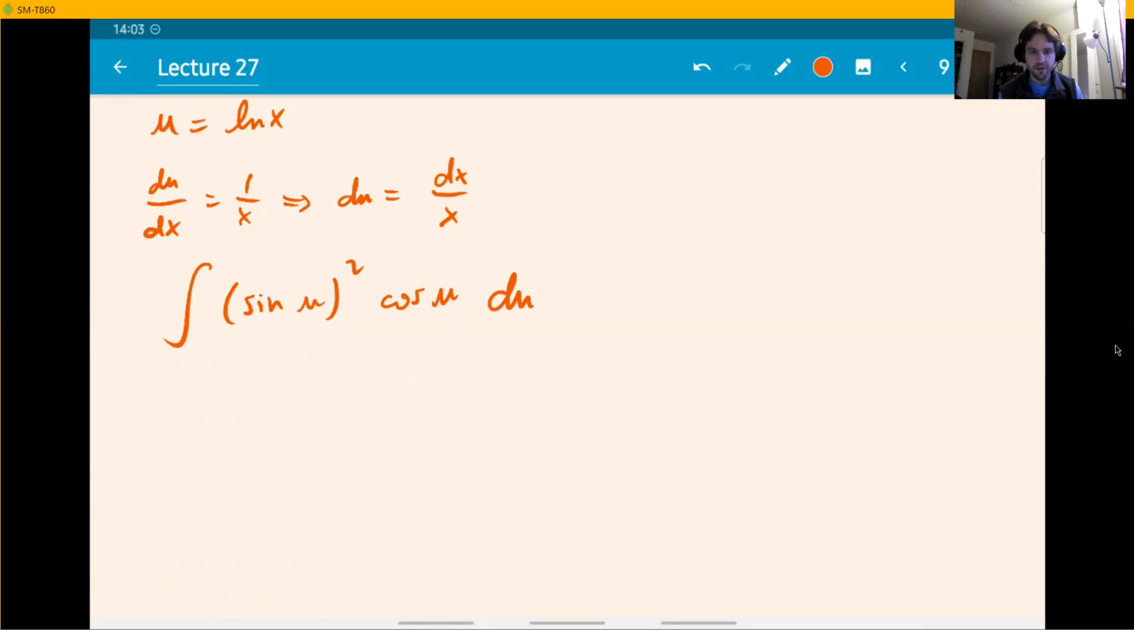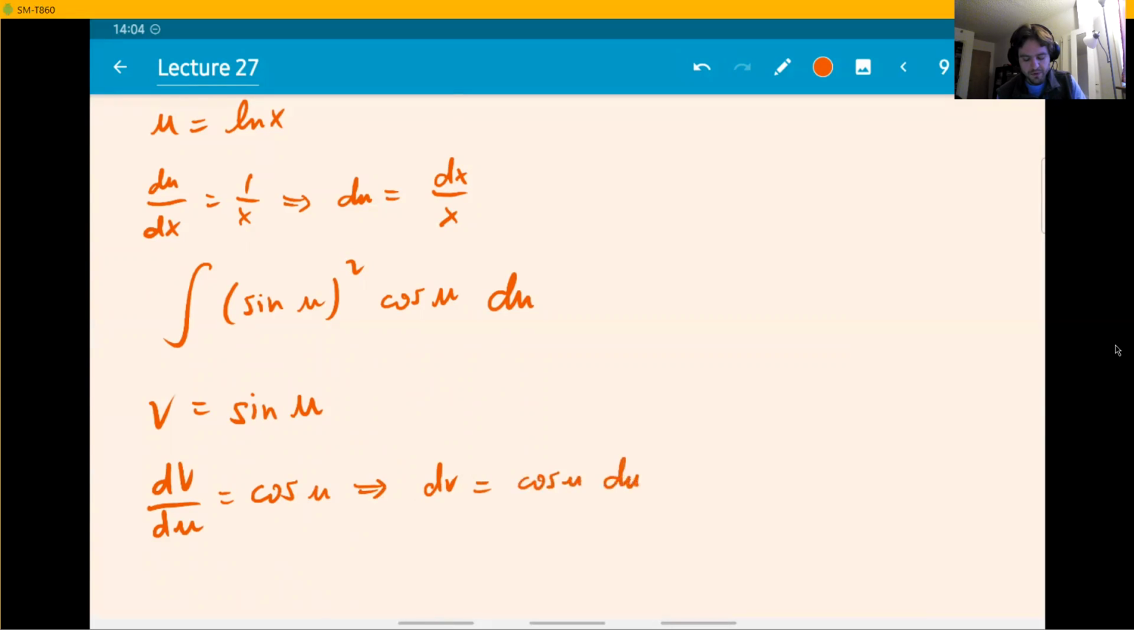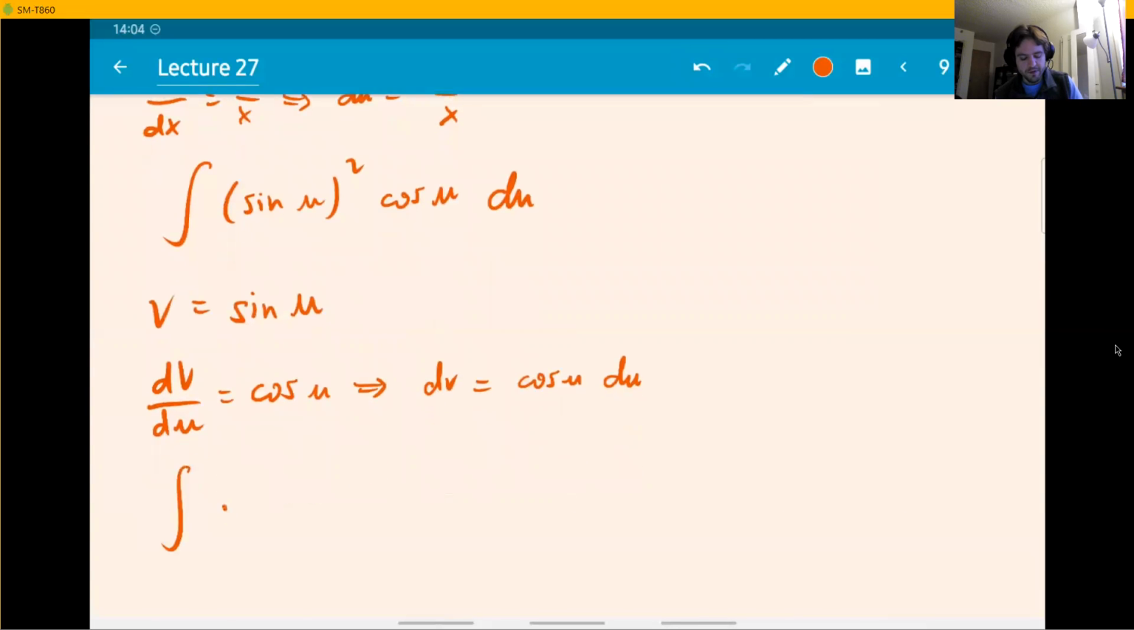What is the new variable now in this case? Here is the composite part. v is going to be sine of u, because then dv/du is cosine u. So dv is cosine u du. Very helpful because it appears exactly like that in the integral. So the integral is now just v squared dv. Now that's one that we know, v cubed over 3 plus c.